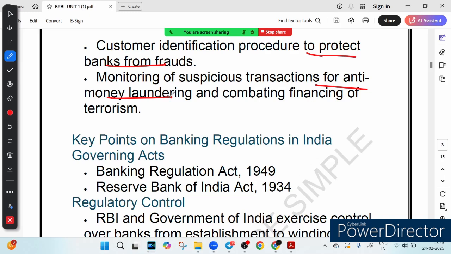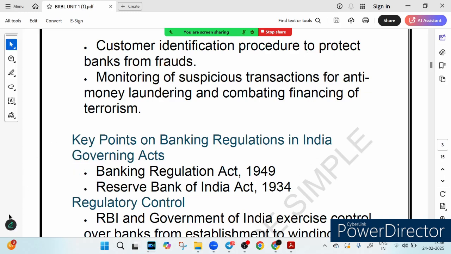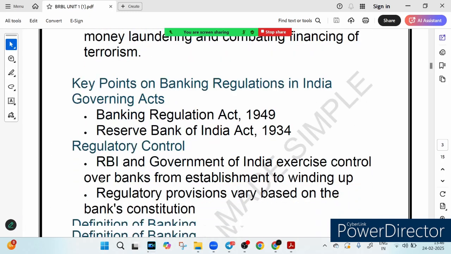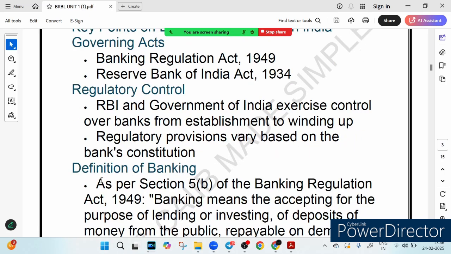Now let's look at the key points on banking regulation in India. So friends, let's break down some key points on banking regulation in India, and trust me, it's going to be easier than you think. Let's first talk about the governing acts. I told you earlier that there are two acts that keep the banking system in check in India. The first is called the Banking Regulation Act and the second is called the RBI Act 1934. I know these names sound pretty legal and complex, but these acts are basically the rule book. They lay down the foundation for how banks should operate and ensure fairness.